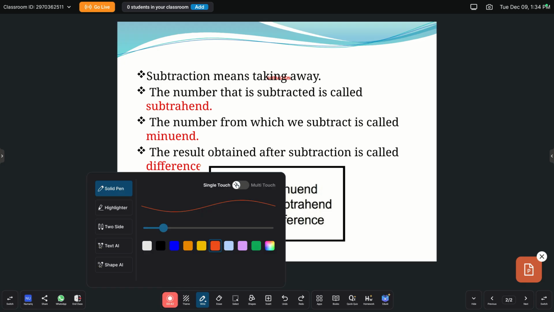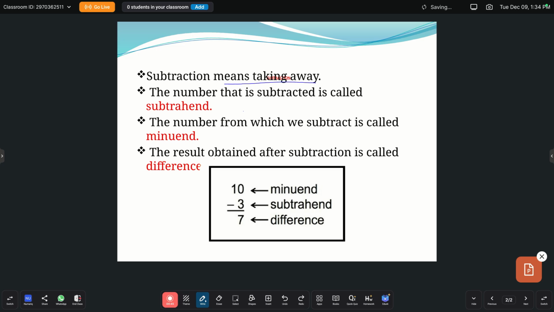My dear students, subtraction means taking away. For example, I am having five pencils. And my brother came and he asked me to give him three pencils. So I gave him three pencils. I was having five. I gave three pencils to my brother.